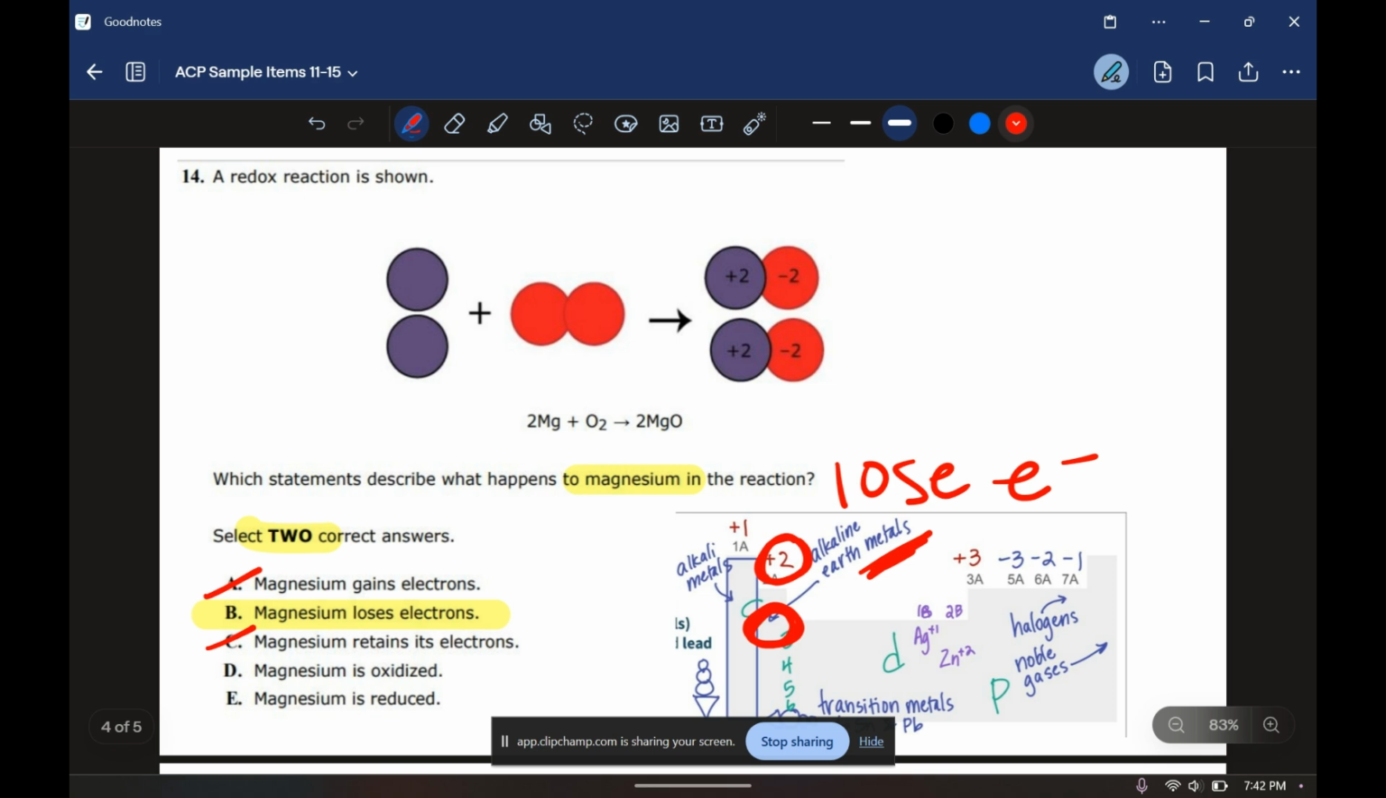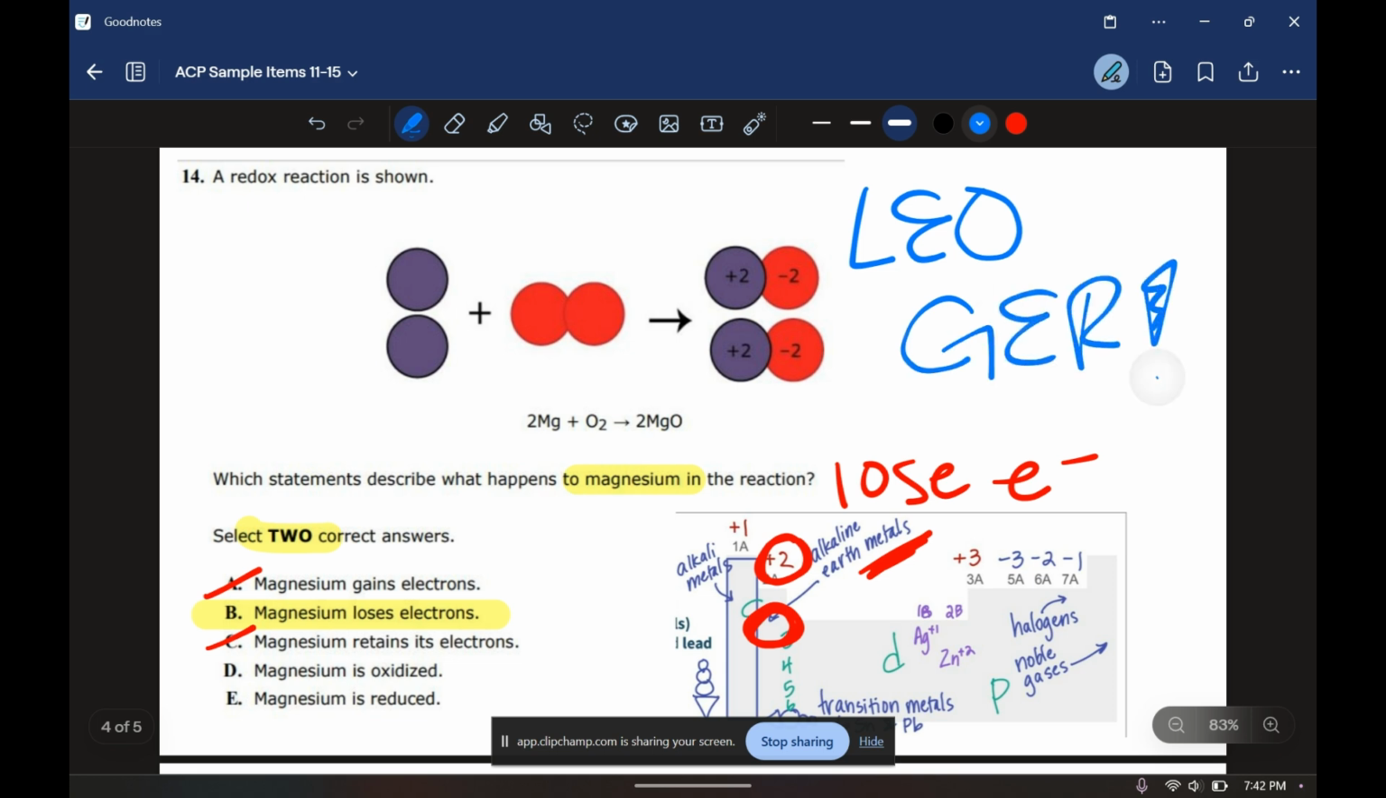So for this, you're going to want to remember our friend Leo the lion. Leo the lion says grr. So Leo stands for losing electrons is oxidation, gaining electrons is reduction. Since we know magnesium is a metal and it loses electrons, that means we're going to use Leo. Losing electrons is oxidation, which means our second correct answer is D.